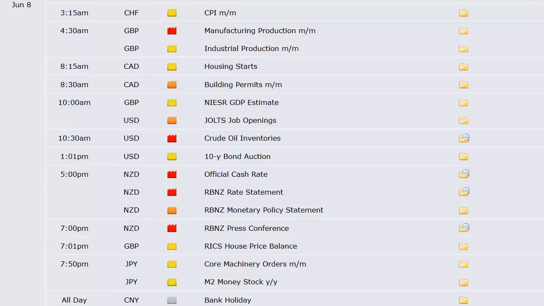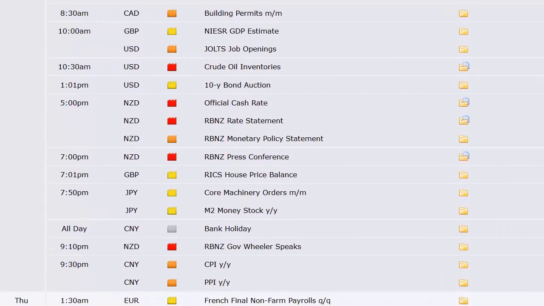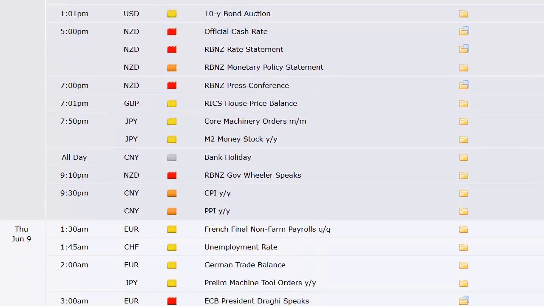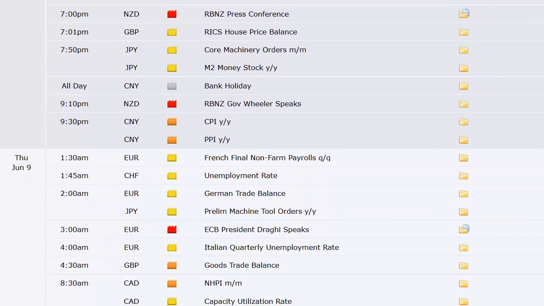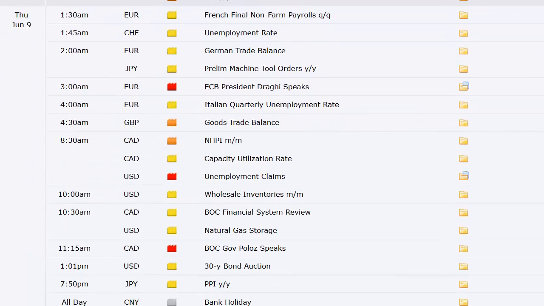The crude oil inventories, that's the weekly number. The 10-year bond auction at 1 p.m. Eastern Time here in the U.S. Rate announcement out of the Bank of New Zealand, and then their press conference. Japan's got core machinery orders and M2 money stock. Bank holiday in China going into Thursday. CPI and PPI in China. Love how they put those out together.